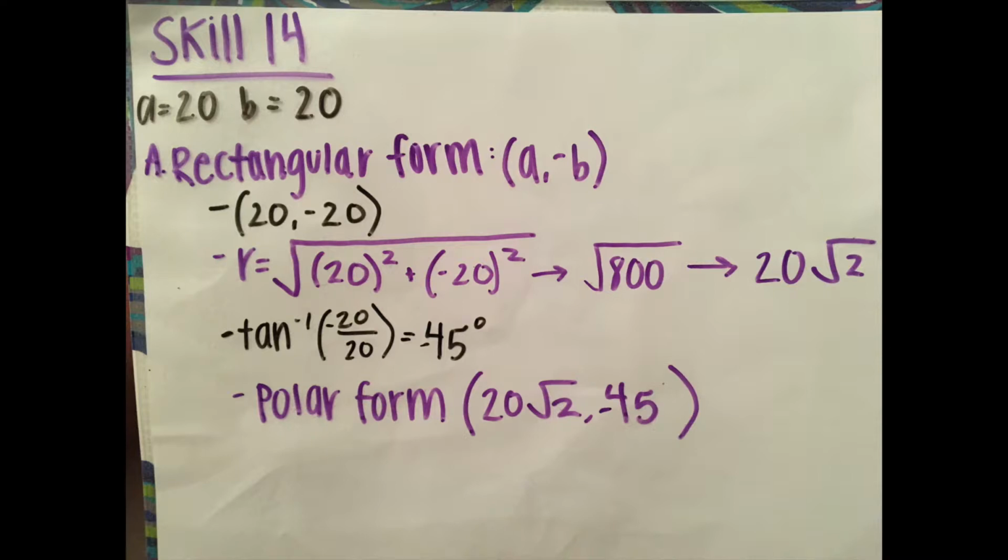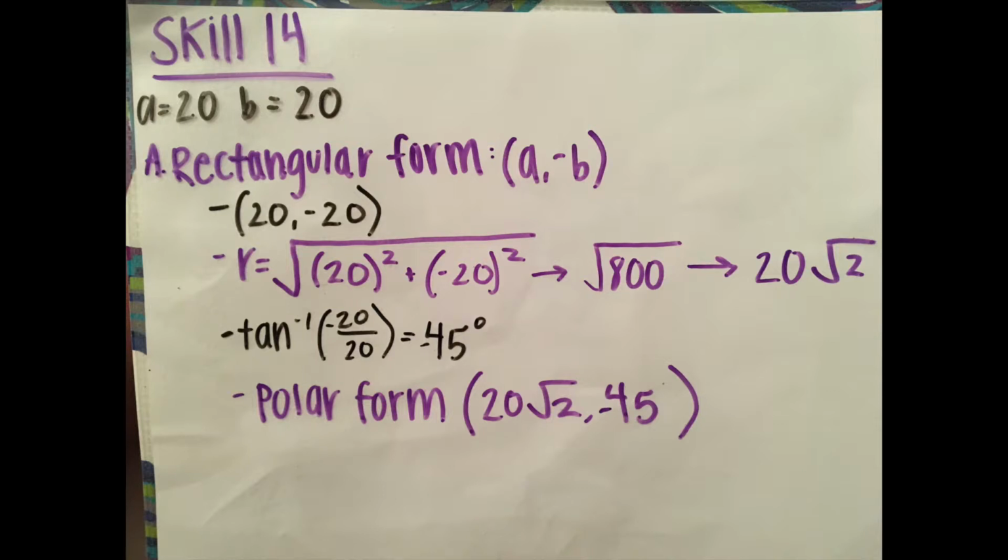Next, since we know the two side lengths, 20 and negative 20, we were able to use the inverse of tangent to find the angle. So I did tangent inverse of 20 divided by negative 20. After doing this, I got my angle to be negative 45 degrees.